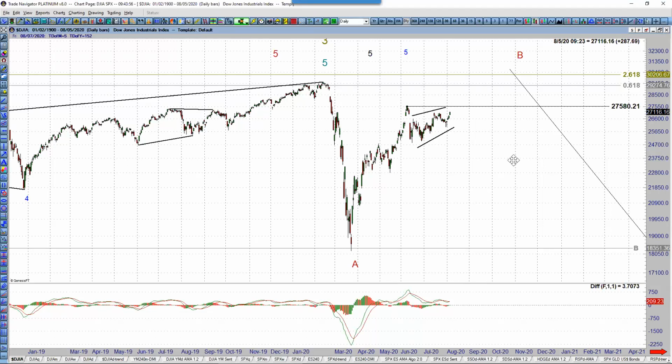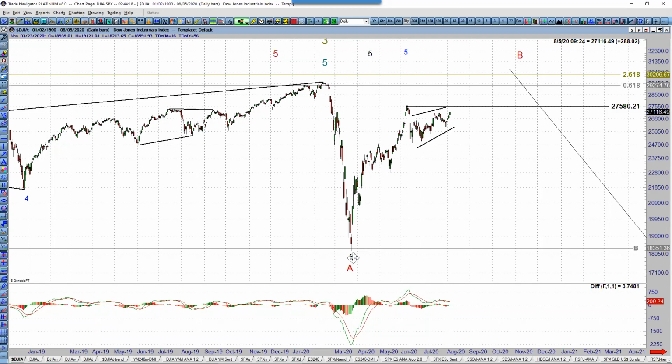Could be a wedge, possibly an ending diagonal. The only problem with calling that a diagonal at this juncture would be it would have to fit into the context.